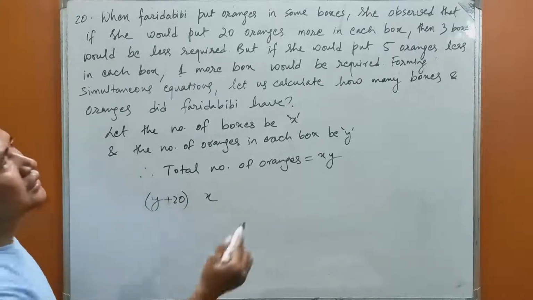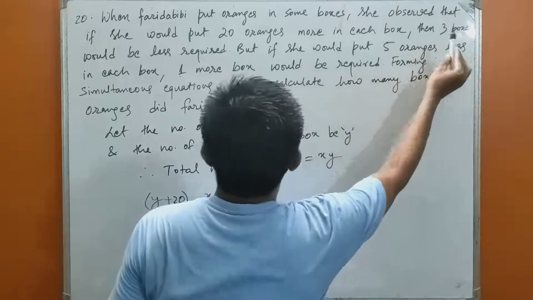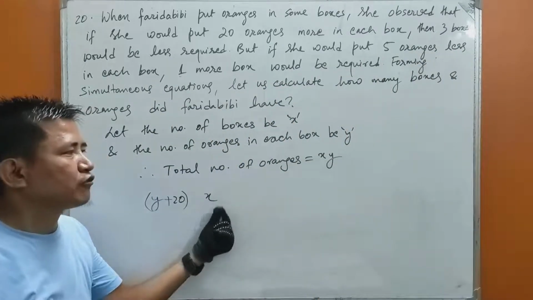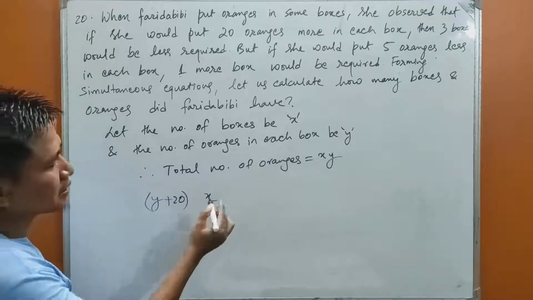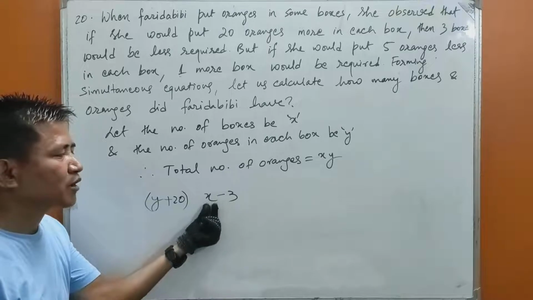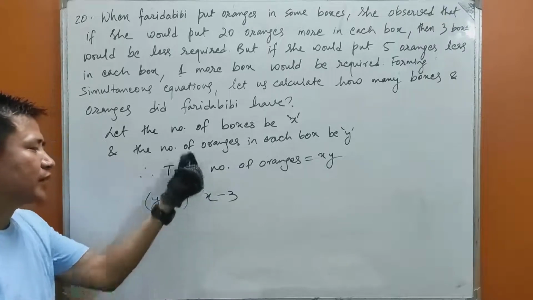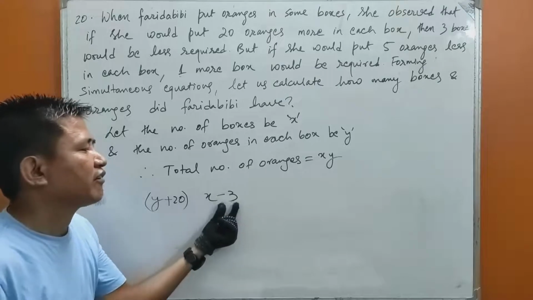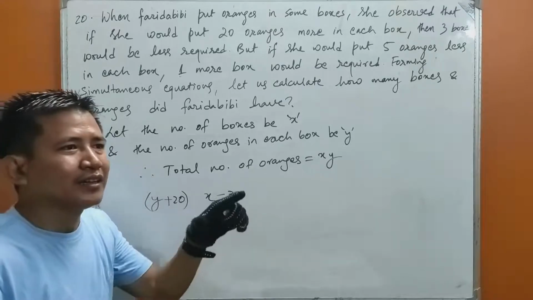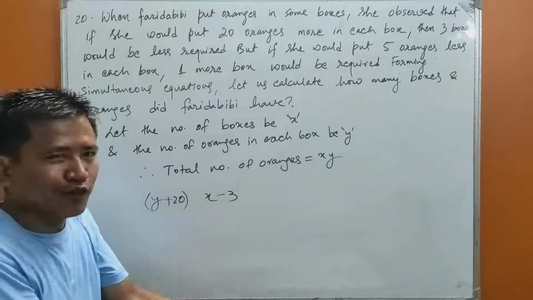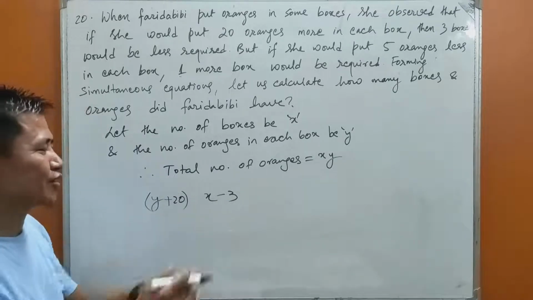So in that case, 3 boxes would be less required. That means number of boxes required would be less. How many boxes less required? 3. Originally she had x number of boxes. Now when she put extra 20 oranges in each box, the number of boxes required will be x minus 3. 3 less boxes were required because she put more oranges into each box, isn't it?